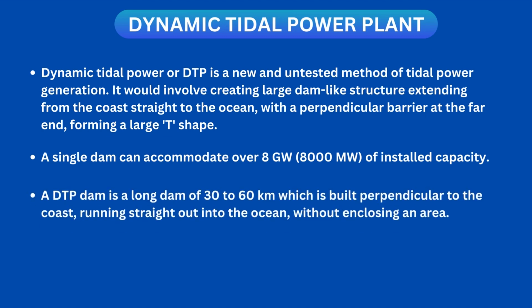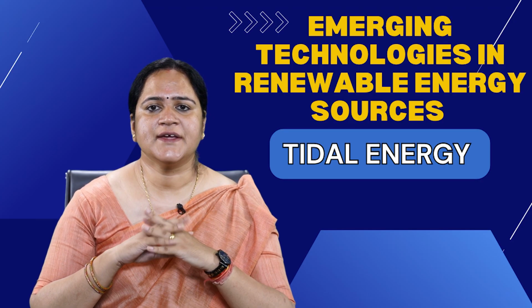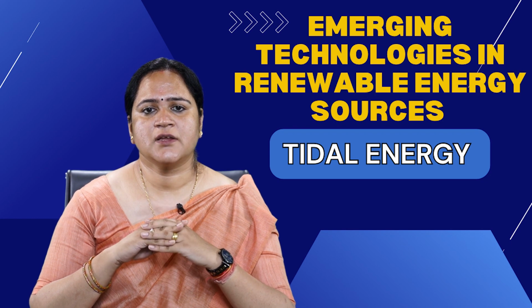The dynamic tidal plant dam is a long dam of 30 to 60 km which is built perpendicular to the coast, running straight out into the ocean without enclosing any area. Other concerns include shipping routes, marine ecology, sediments and storm surges for developing this kind of dynamic tidal power plant.